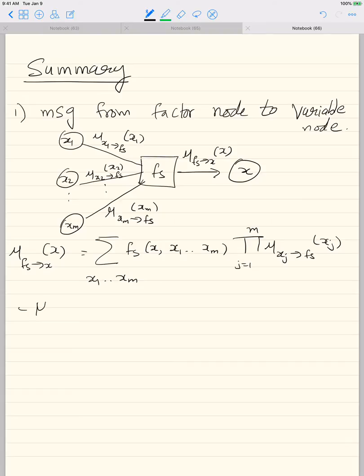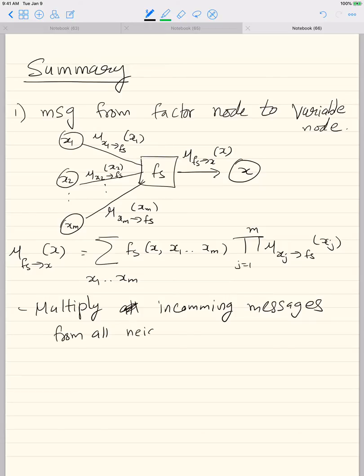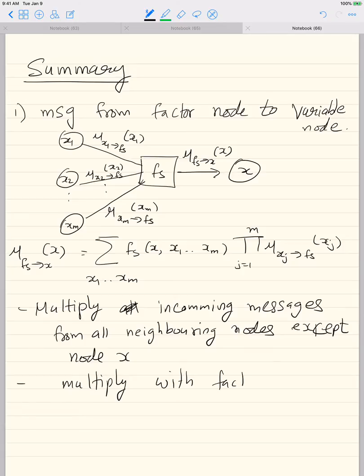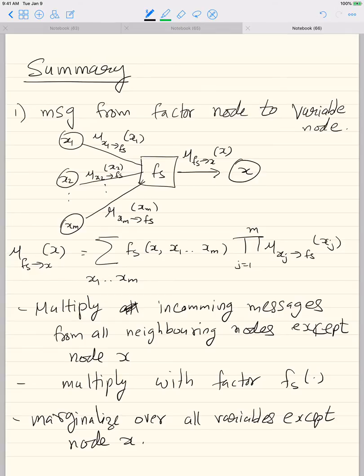In other words, we multiply incoming messages from all neighboring nodes except node x, for which we want to send the message, multiply with the factor fs, and we marginalize over all variables except node x.